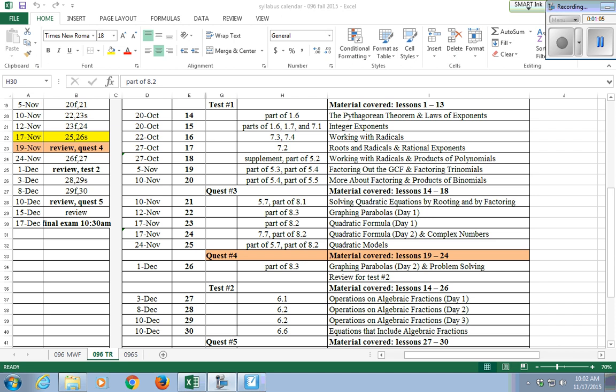Quest 4 is going to cover lessons 19 through 24, so it starts with factoring and goes up through the quadratic formula. So we've got factoring, solving quadratic equations, graphing parabolas, and the quadratic formula.